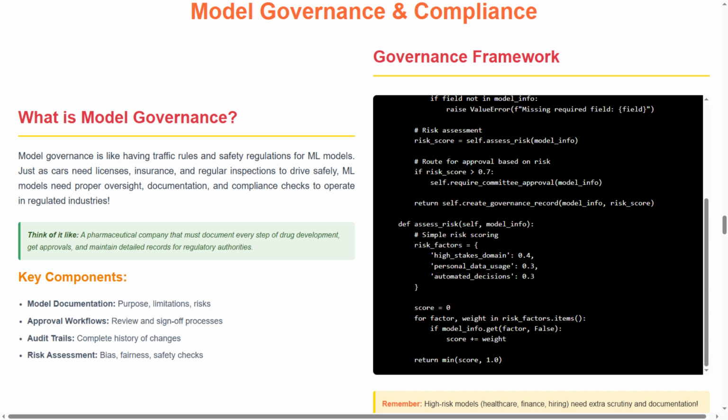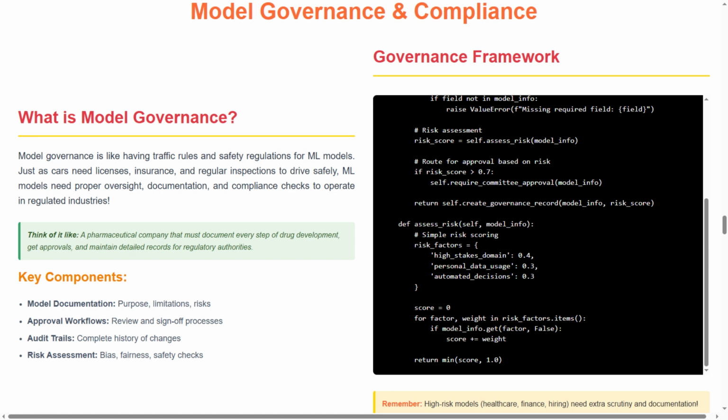Today we're learning model governance and compliance. What is model governance? Model governance is like having traffic rules and safety regulations for ML models. Just as cars need licenses, insurance, and regular inspections to drive safely, ML models need proper oversight, documentation, and compliance checks to operate in regulated industries. Let's check our analogy. Think of it like a pharmaceutical company that must document every step of drug development, get approvals, and maintain detailed records for regulatory authorities.